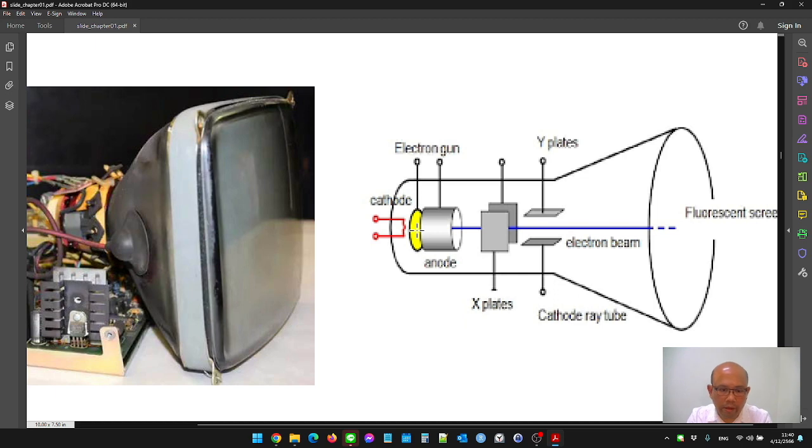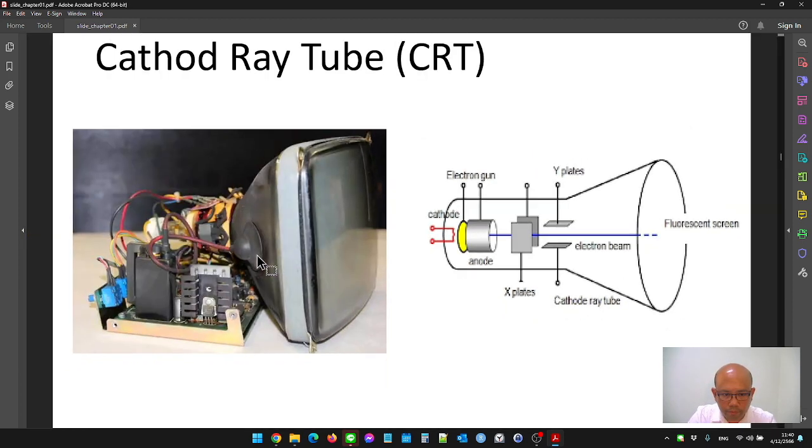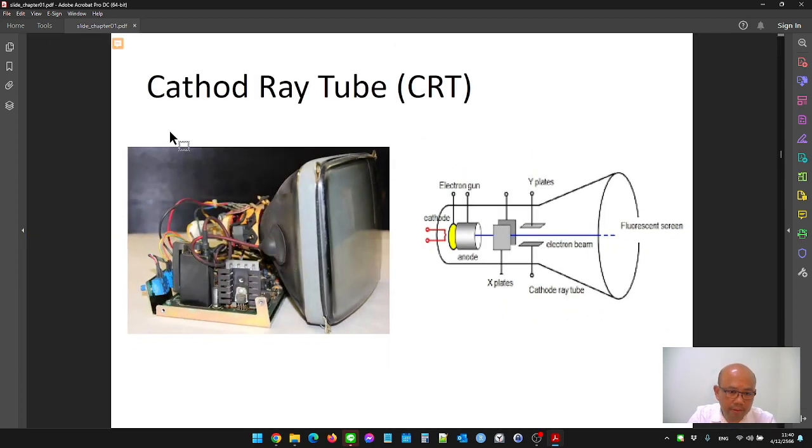Specifically, a color television has 3 electron guns to generate RGB: red, green, blue. That is the last big device representing vacuum tube technology.